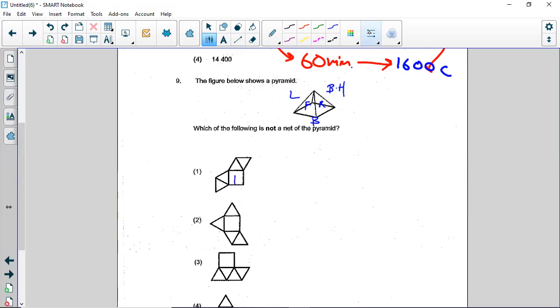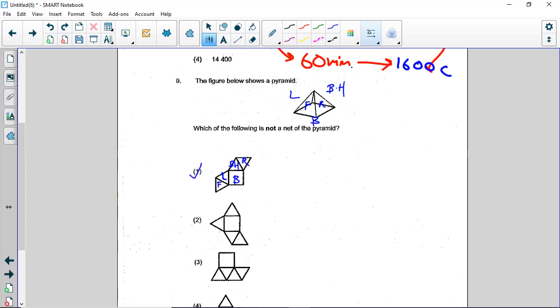So the base will be the square box. Then you have to imagine already. Where's your left? Your left has to be here. And where is your front? You have to imagine your front is here. And where is your behind? Your behind has to be here, right behind. And then your right side will have to be here. So answer 1 is correct.